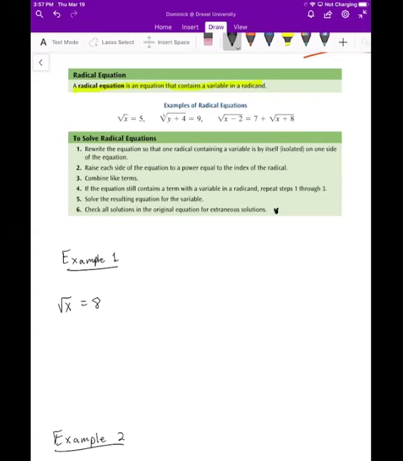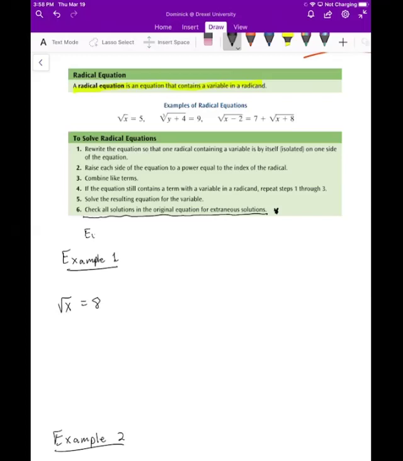If you have a cube root, you want to cube both sides, and so on and so forth. And then step 3 says to combine like terms, but essentially what you're doing there is you're going to simplify it as much as you can. If you still have something that has a radical in it, you're just going to repeat these first 3 steps until you don't anymore. And then whatever you end up with something without any radicals, you then solve that. But now this last step is very important, and we'll see this in a couple of examples that we'll do. But you need to check all solutions for what are called extraneous solutions.